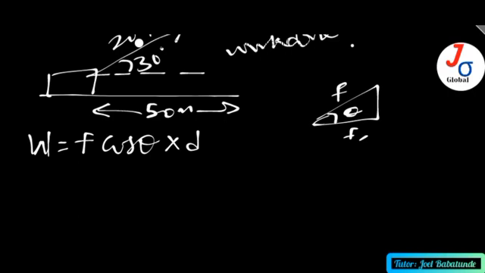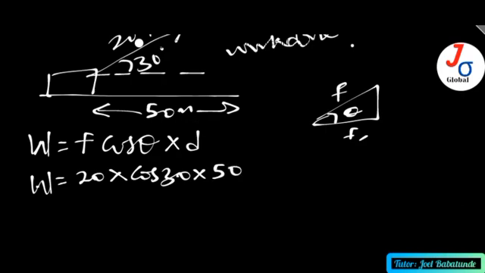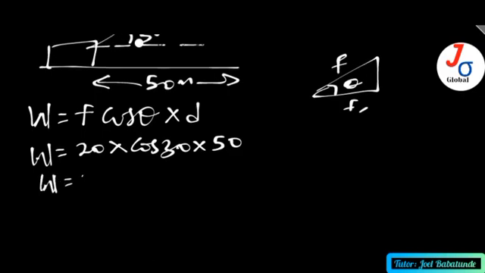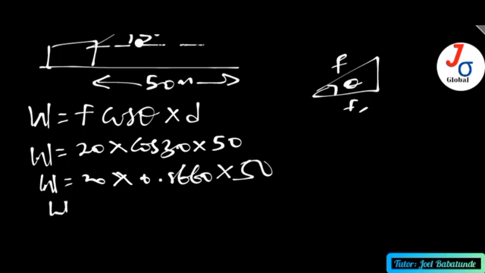All right, so we have W equals, what's our F? Our F is 20, multiplied by cos, what's our theta? Theta is 30, multiplied by the distance. Distance is 50 meters. Then W equals 20 multiplied by cos 30, which is 0.8660, multiplied by 50. If you multiply these three things using your calculator, what you should get is 866 joules. So this is how to calculate for this kind of case.